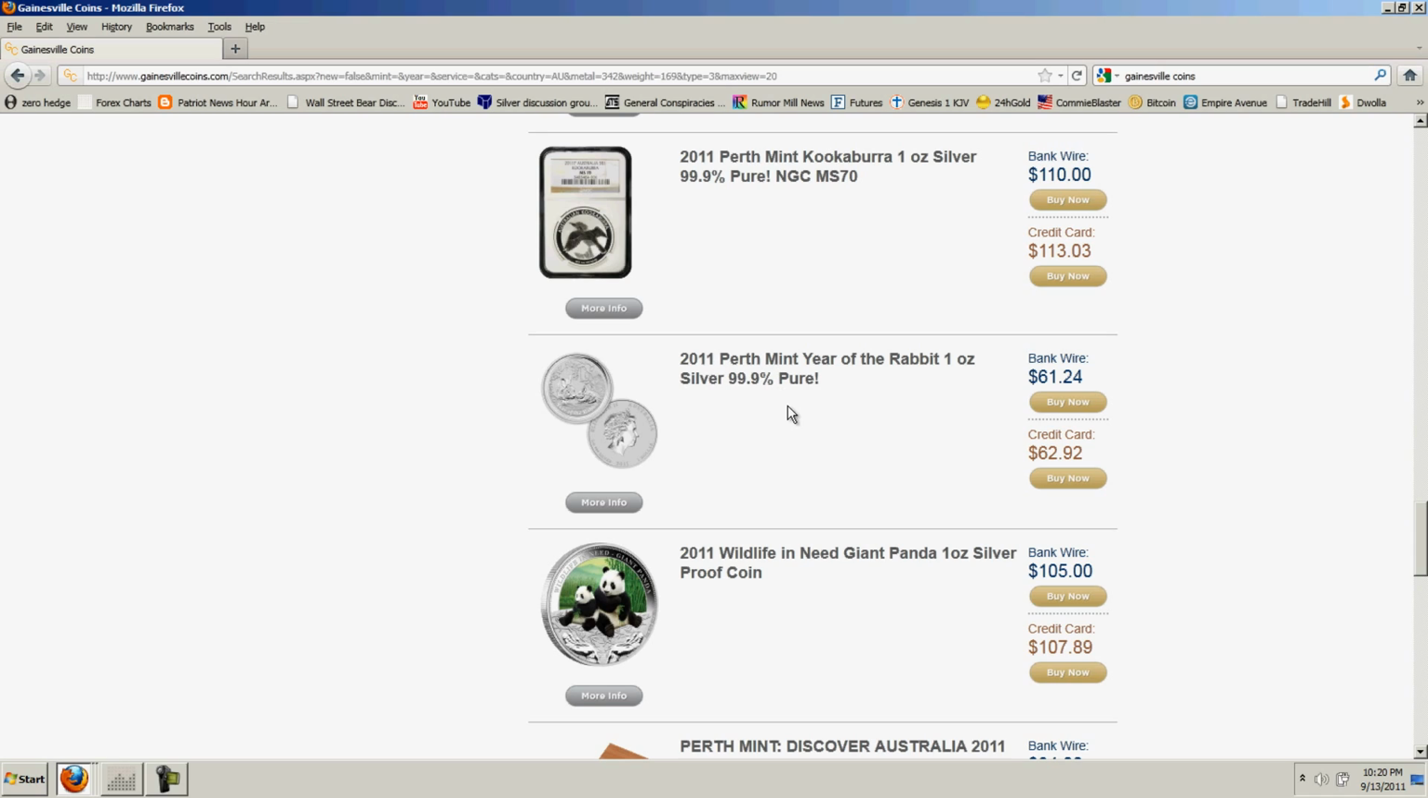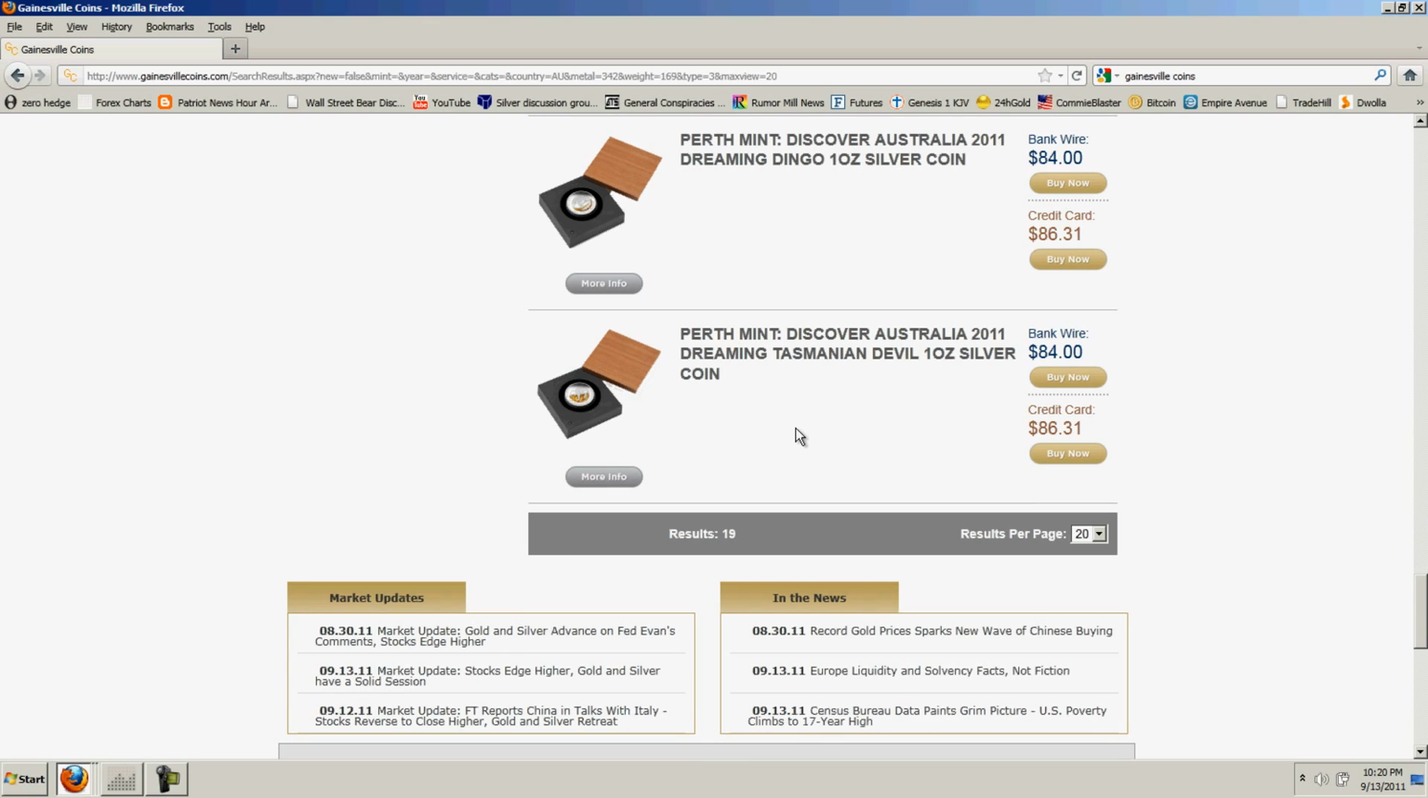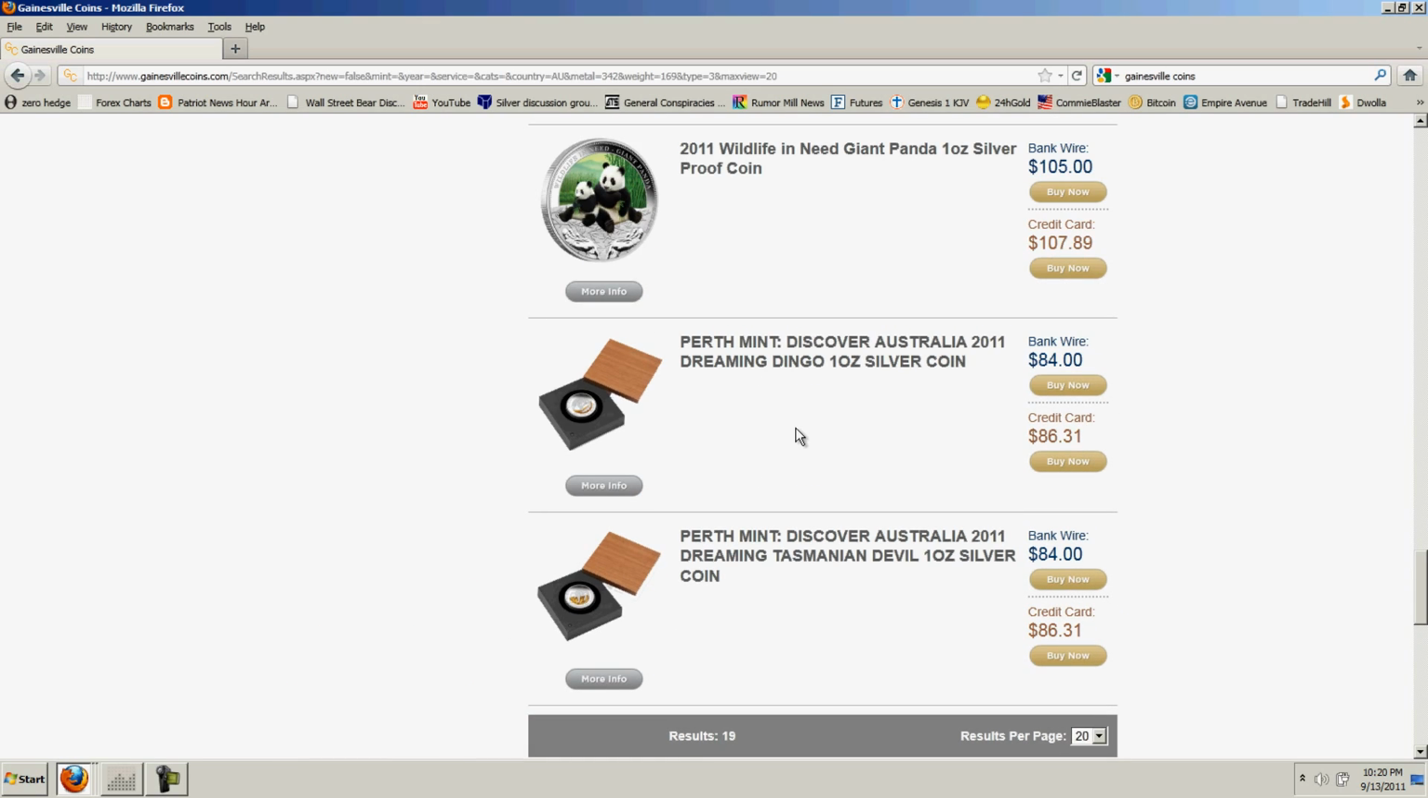Here is the Year of the Rabbit, and it's a 1 ounce silver coin. This is what we want, but unfortunately it's $62. They still have that in stock, but that's quite a premium considering that silver is at about 41 bucks. So that is not really going to be an option. So we're going to keep going, and that's it. We're done.